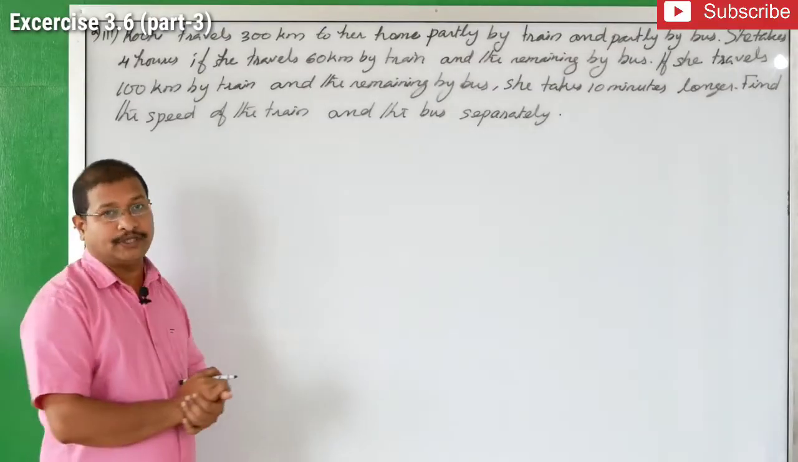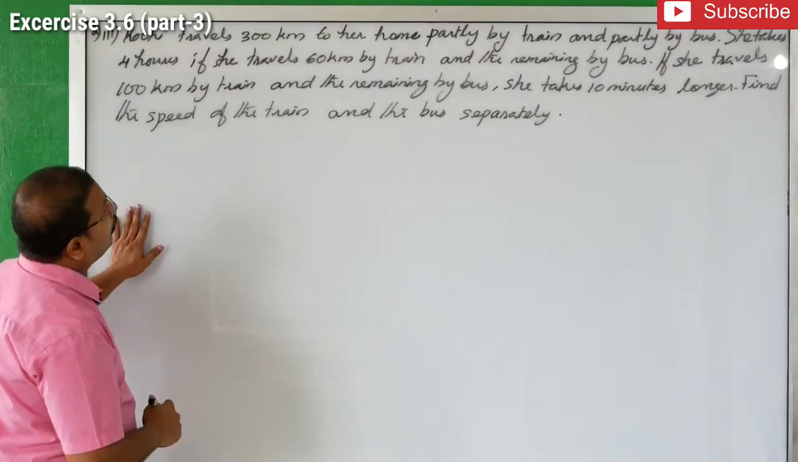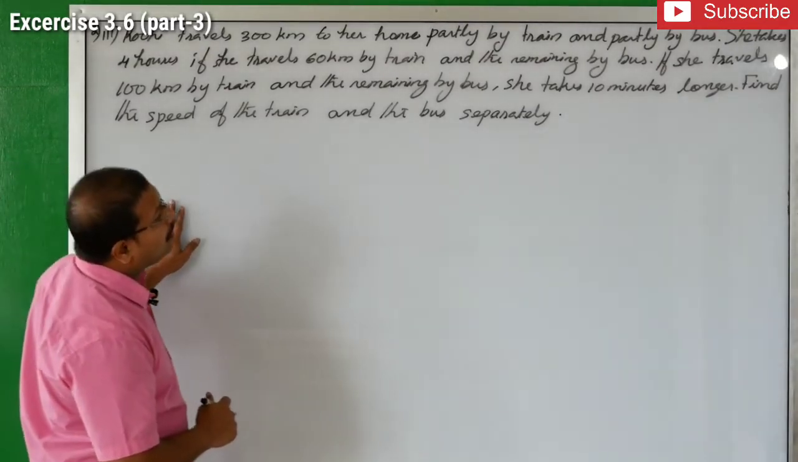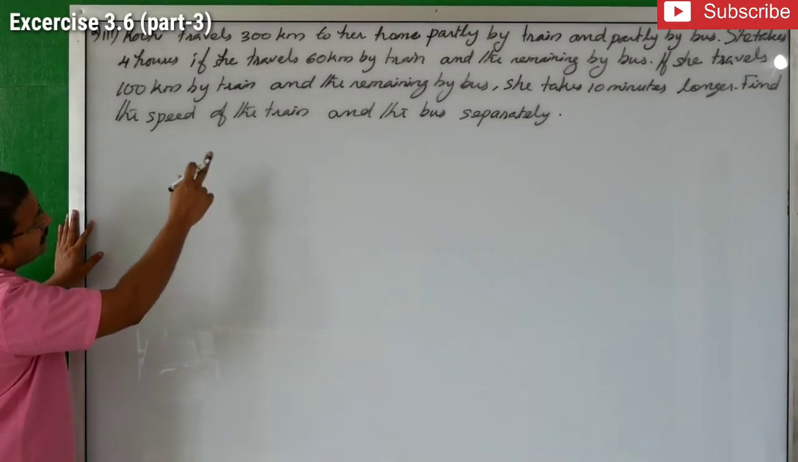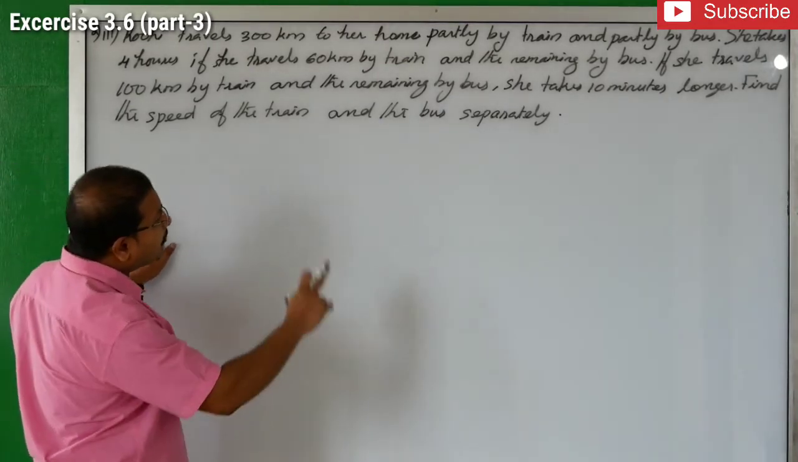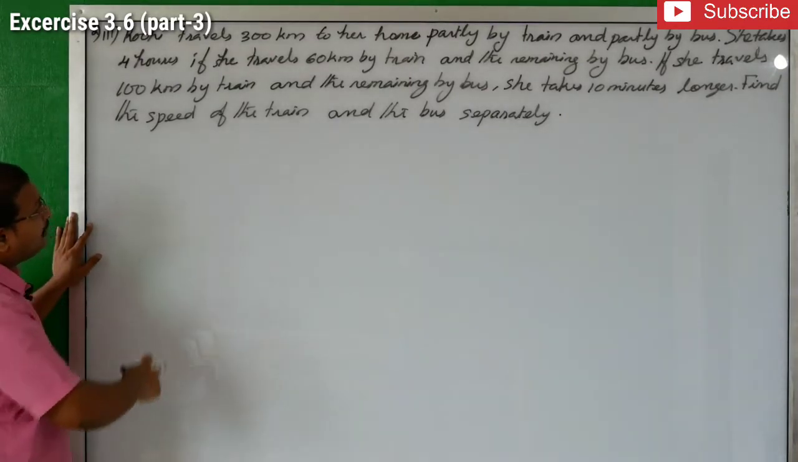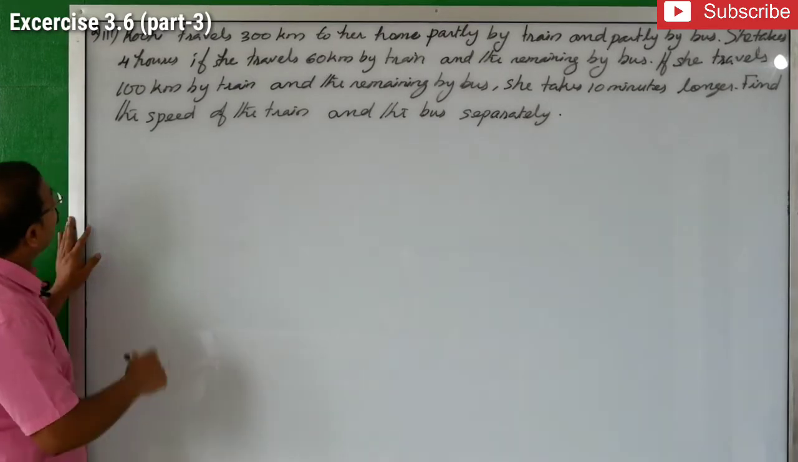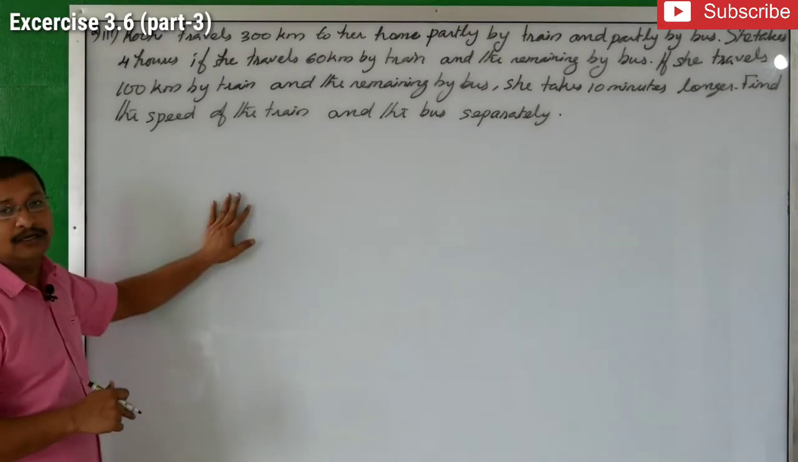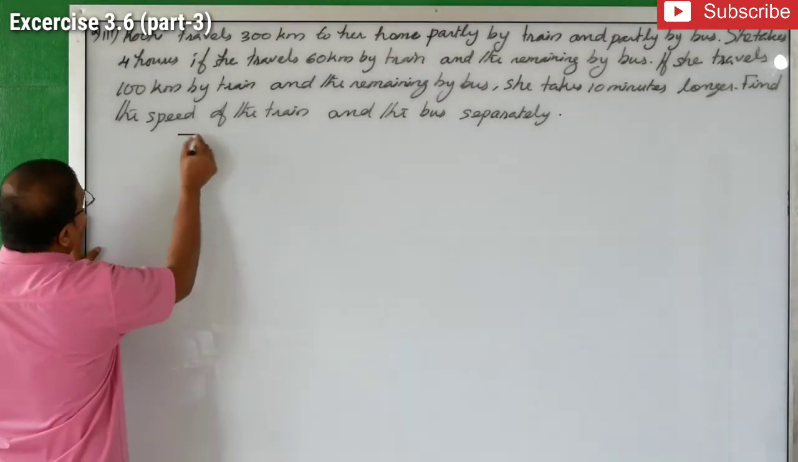Let's see the third question. I'll read the question once. Ruhi travels 300 kilometers to her home, partly by train and partly by bus. She takes 4 hours if she travels 60 kilometers by train and the remaining by bus. If she travels 100 kilometers by train and the remaining by bus, she takes 10 minutes longer. Find the speed of the train and the bus separately. Ready? So we will write first.